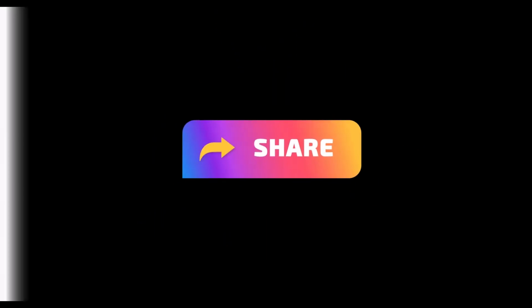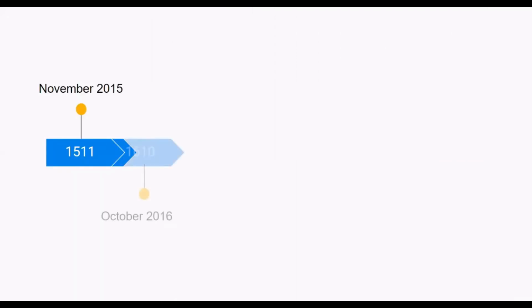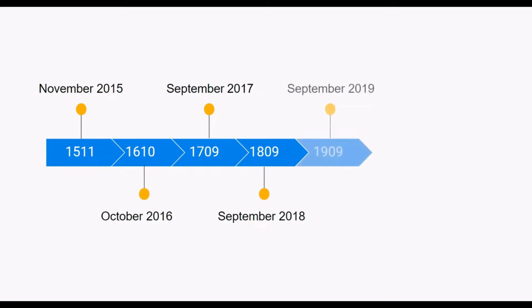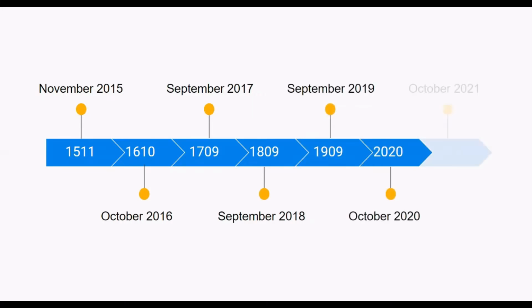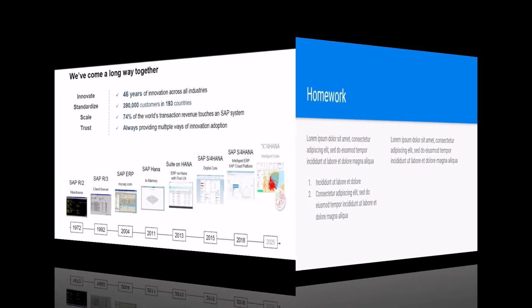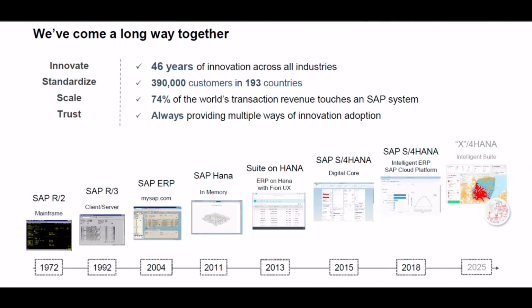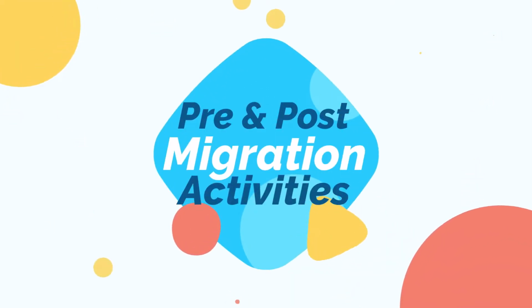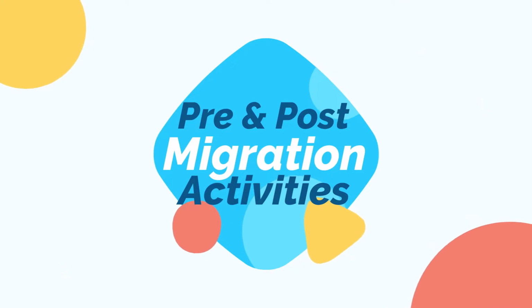As of now, SAP has released 1511, 1610, 1709, 1809, 1909, 2020 and 2021. The S4 HANA migration projects would continue to run till the year of 2025. As part of the migration projects, functional consultants need to work on pre and post migration activities.